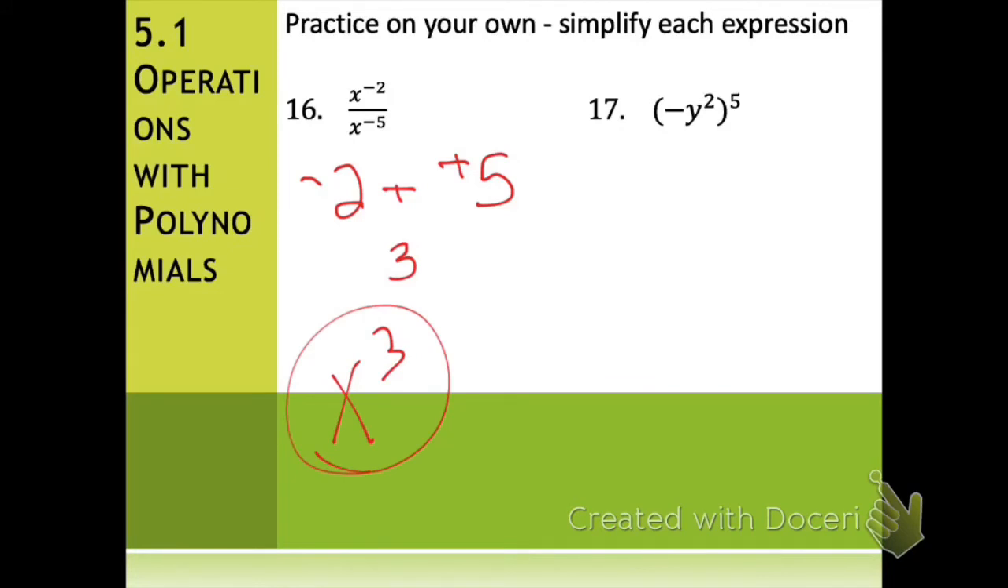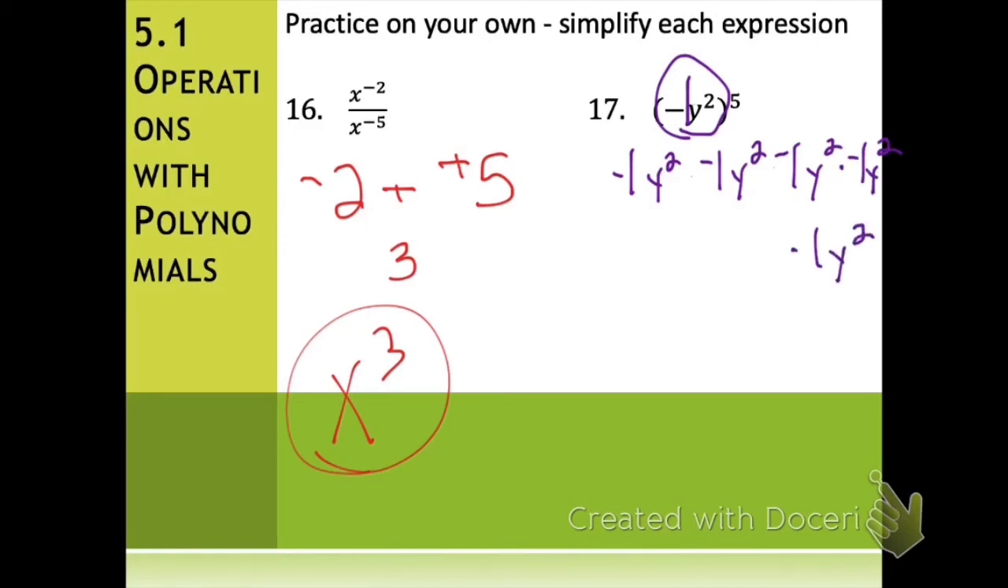Okay. The next one, I'm going to write this one out a few times. I'm going to add a 1 in here, though. That's technically -1 times y squared. So I'm going to write that out 5 times because it has a 5th power to it. So -1 y squared times -1 y squared times -1 y squared, and so on. You get real annoyed with me saying the same thing over and over, huh? So 5 times. 1, 2, 3, 4, 5.